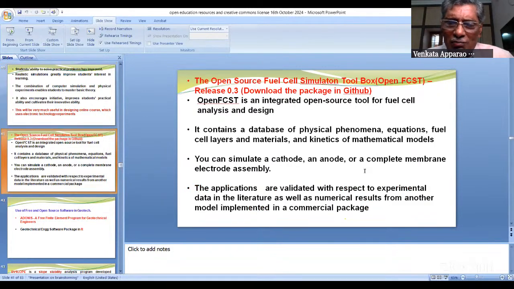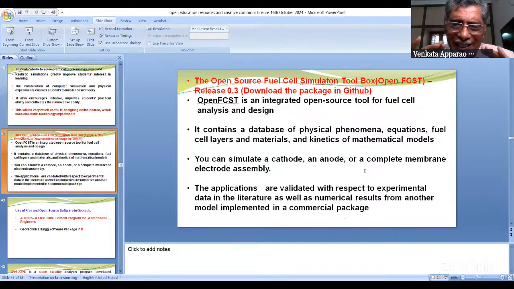Suppose in chemical engineering or chemistry or electrochemistry, you have the open source fuel cell simulation toolbox. Open FCST it is called, right? You can download the package on GitHub. Open FCST is an integrated open source tool for fuel cells analysis and design. It contains a database of physical phenomena, equations, cell layers, materials, and kinetics of mathematical models.